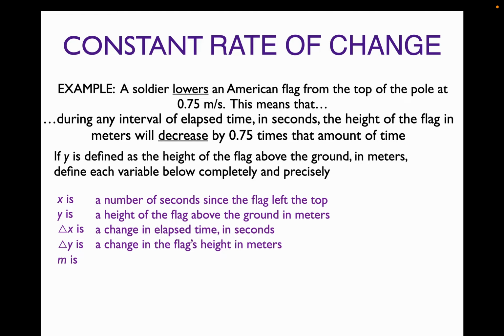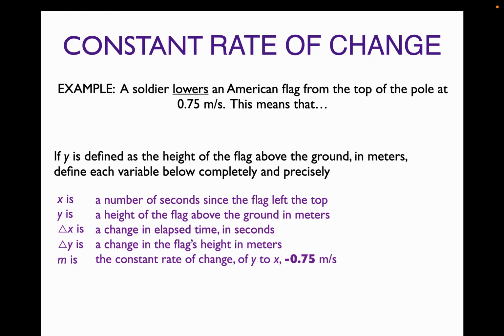There's a negative rate, a negative ratio between those amounts of changes. When one gets larger, the other gets smaller between the x and the y. So this m is going to be something negative here. It's negative 0.75, and the units are meters per second. So it's a constant rate of change. That's what's meant by m.